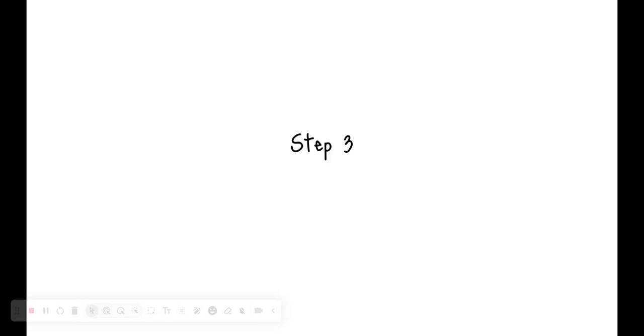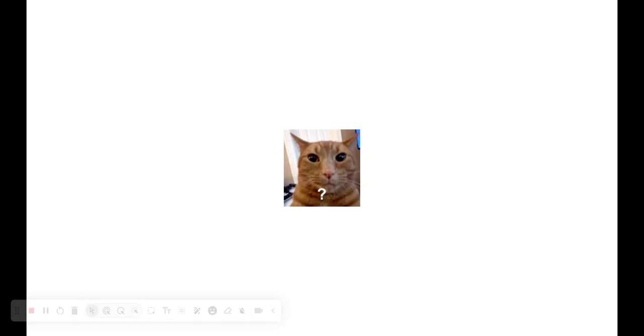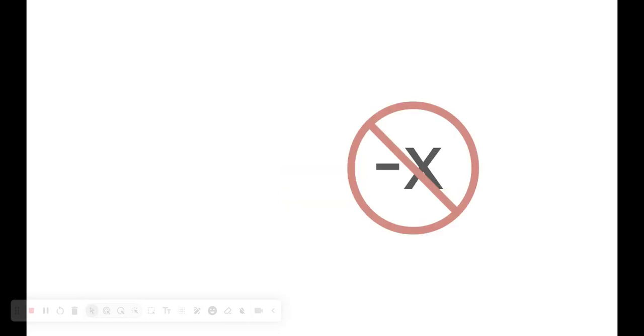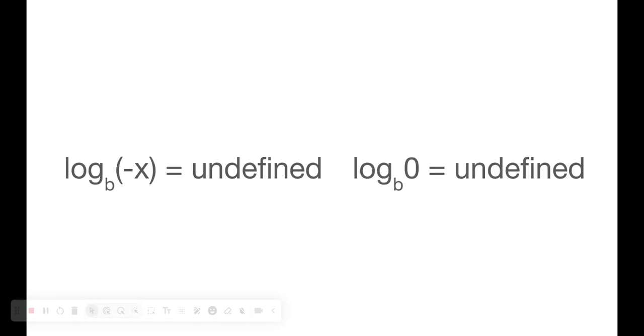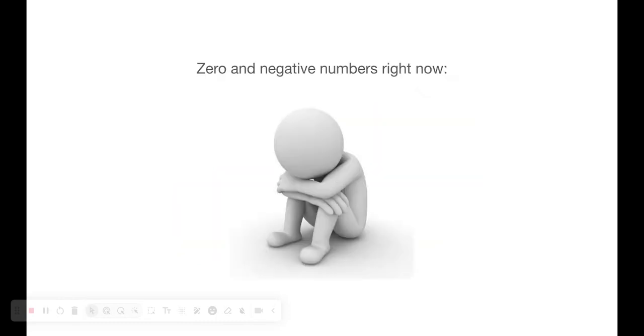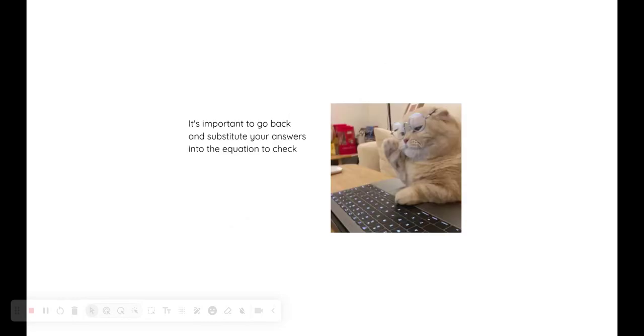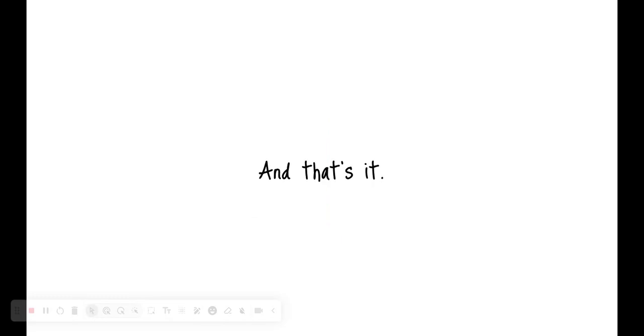The last step is to check if your answers are inadmissible. What does that mean? Well, it means your answer can't be 0 or negative, because the log of a negative or 0 is simply impossible in the real number system. So it's not a solution. That's why it's important to go back and substitute your answers into the equation to check. And that's it. Simple as that.